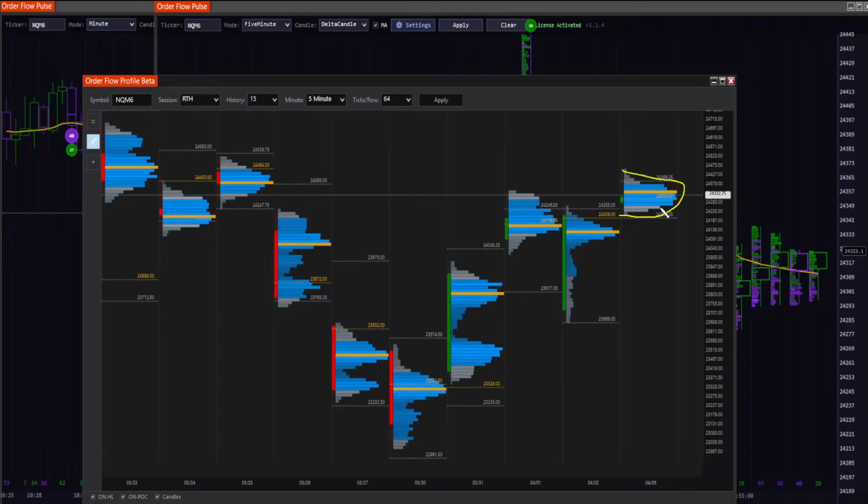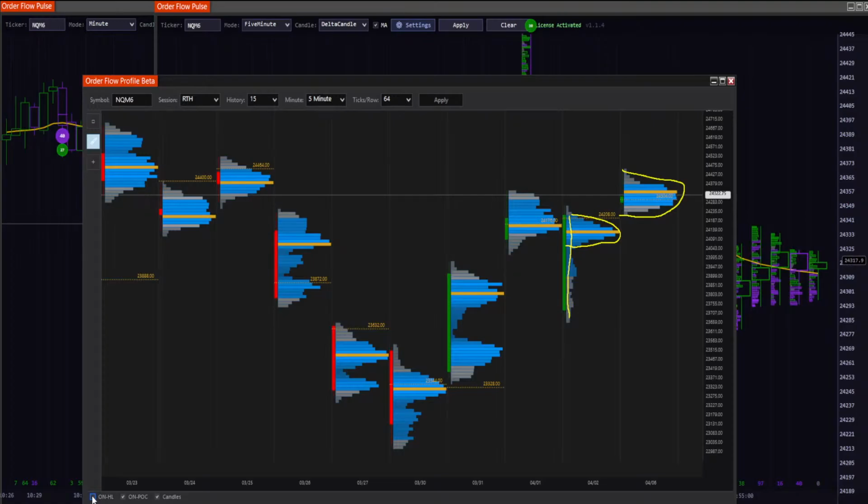It could turn out to be a balanced day. We have no idea. It could shoot up, shoot down. But this day right here was a P shape. We had the overnight, because right here I have the overnight lows. You can show them or not show them. Just go down to the bottom and click it. If you want the candles or not, you can not show the candles.